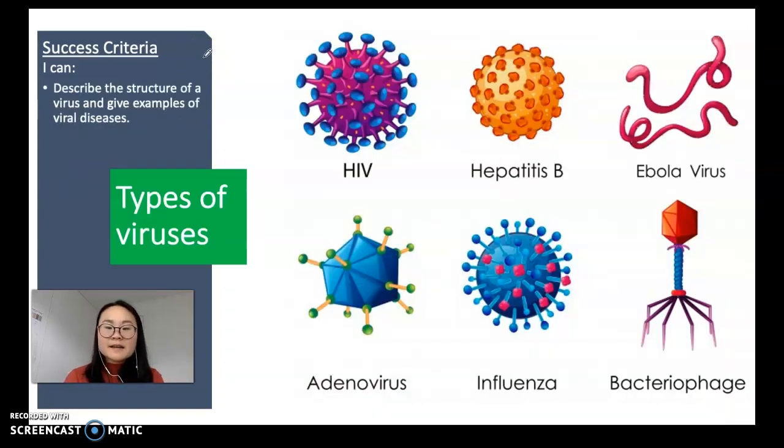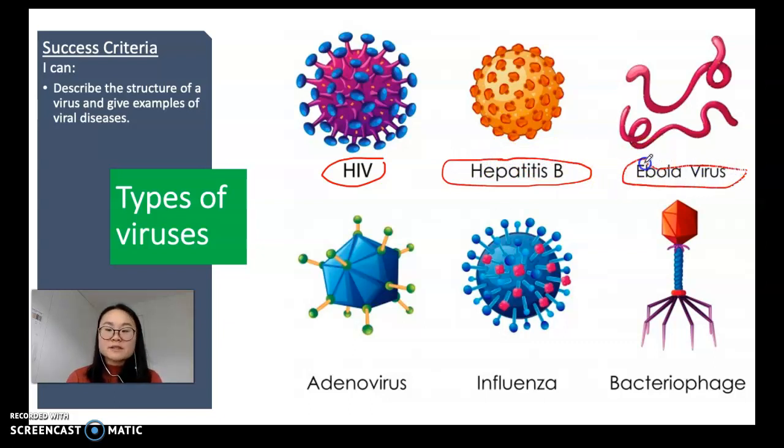All right, welcome back, year 9s. Hope that was interesting. So we've had a look at different shapes of viruses, and this slide shows you all the different shapes that some common viruses have. You've probably heard of HIV, which causes AIDS. You might have heard of hepatitis B, a liver disease. You've probably heard of Ebola. There was an outbreak a few years ago.